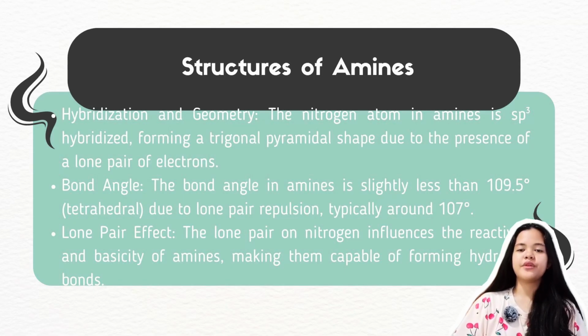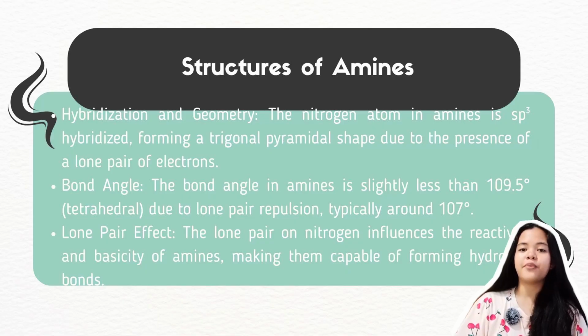Structures of amines. Now that we have classified amines, let's look at their structural properties, which significantly affect their chemical behavior and reactivity. Hybridization and geometry: the nitrogen atom in an amine is sp3 hybridized, forming a trigonal pyramidal shape due to the presence of a lone pair of electrons. Bond angle: the bond angle in amines is slightly less than 109.5 degrees, which is the tetrahedral angle, due to lone pair repulsion, typically around 107 degrees.